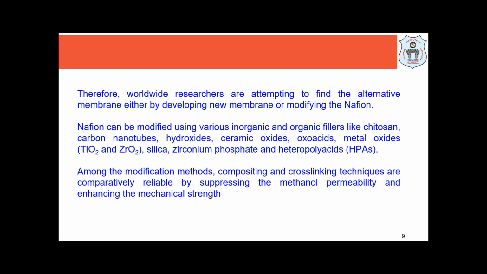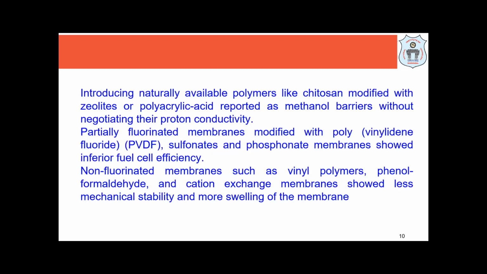Okay, so there are various modification methods available. Among those, compositing and cross-linking techniques are the most reliable methods, which also contribute to suppressing the methanol crossover. So it is important to go for these modification methods like compositing and cross-linking techniques, which is not in our area. In the membrane course we will be learning different methods of doing that. Ultimately, what we are trying to do is increase the mechanical strength and reduce the methanol crossover.